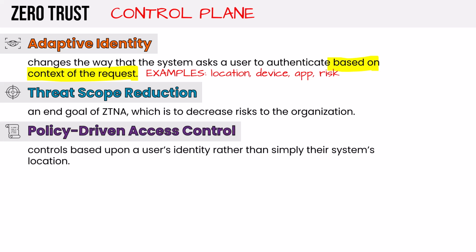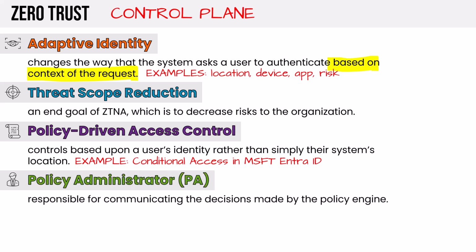Policy-driven access control, which are controls based on a user's identity rather than simply their system's location. Probably the most popular policy-driven access control out there is conditional access in Microsoft's Entra ID, formerly Azure Active Directory, which is used with Office 365. In fact, I'll show you around a conditional access policy here in just a moment so you can get a sense of what a system like that looks like.